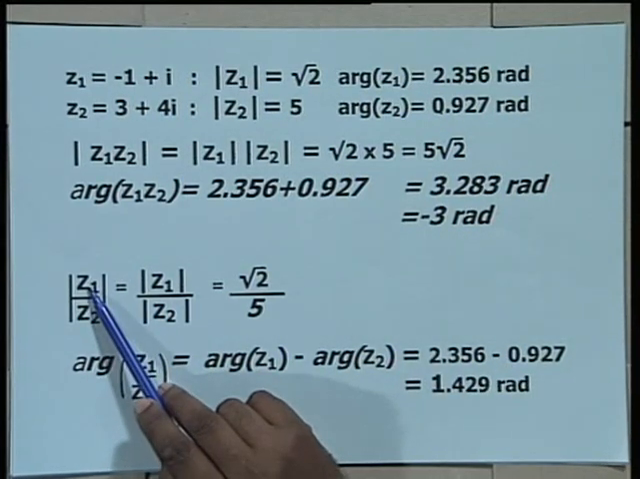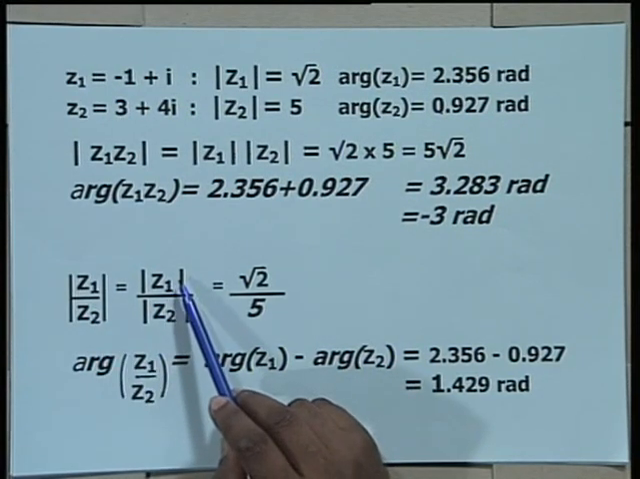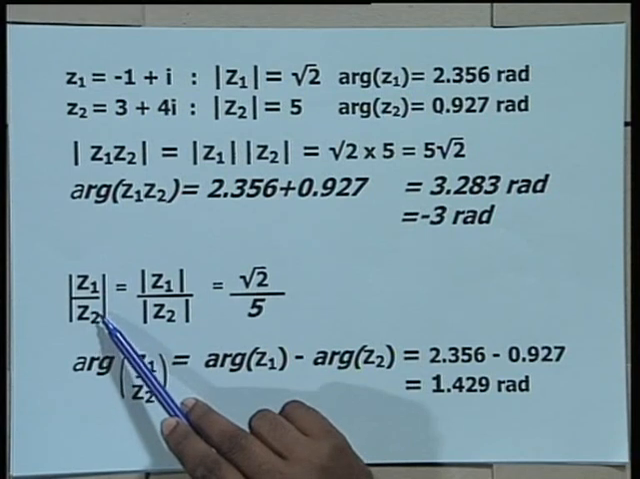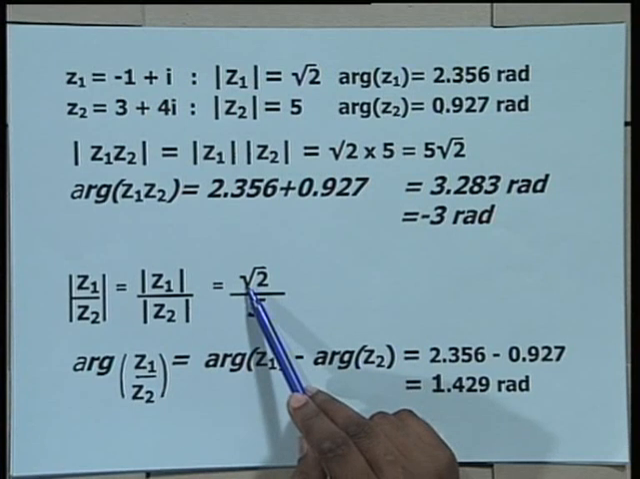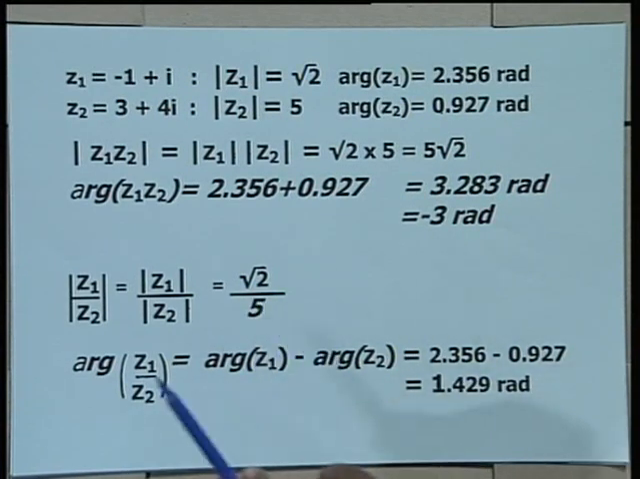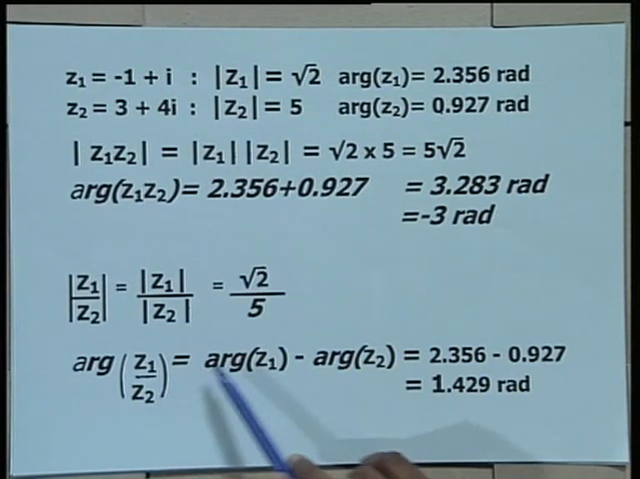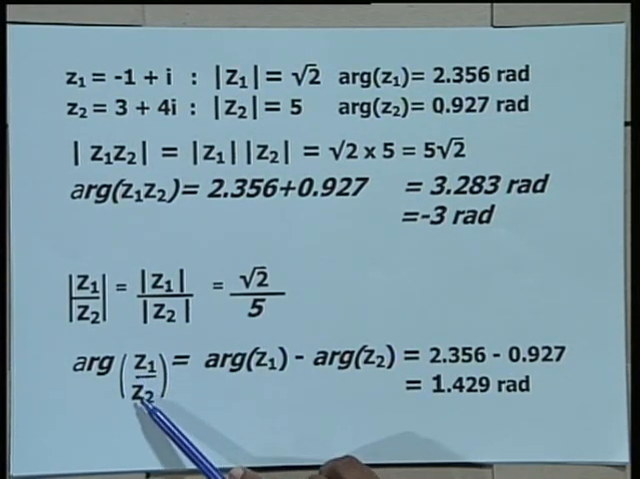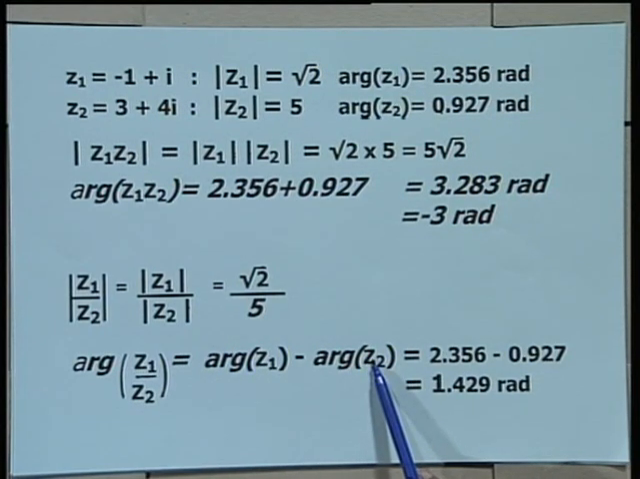Similarly, without dividing z1 by z2, what would be the modulus of z1 over z2? Using the previous formula, it would be the modulus of z1 divided by the modulus of z2, that is root 2 divided by 5. What would be the argument of z1 over z2? Without dividing z1 by z2, we know that the argument of z1 over z2 would be the argument of z1 minus the argument of z2, which gives us 1.429 radian.